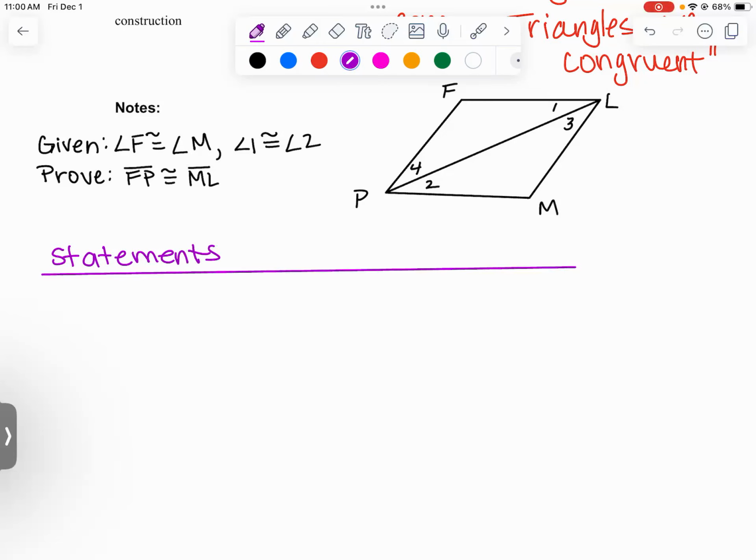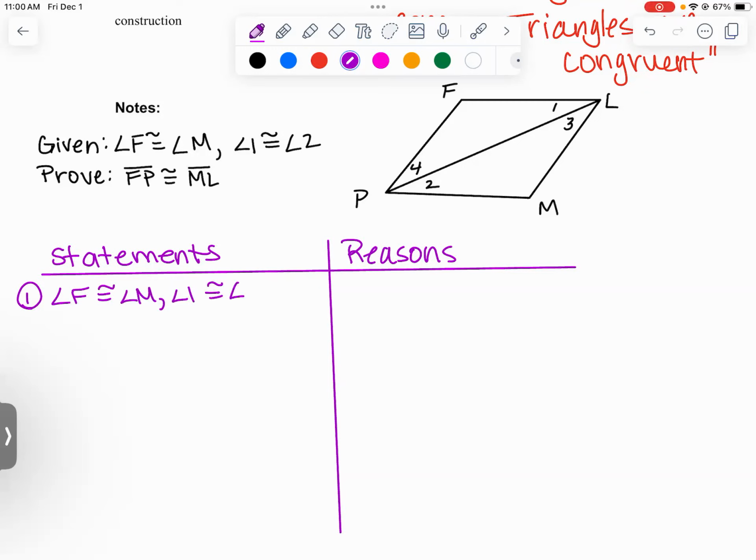All right, so our statements and our reasons. Okay, let's go ahead and write in the given information, and if you aren't in the habit yet, I don't know how you wouldn't be, please make sure that you are marking your picture. So we know angle 1 and angle 2 are congruent, and we know that angle F and angle M are congruent.